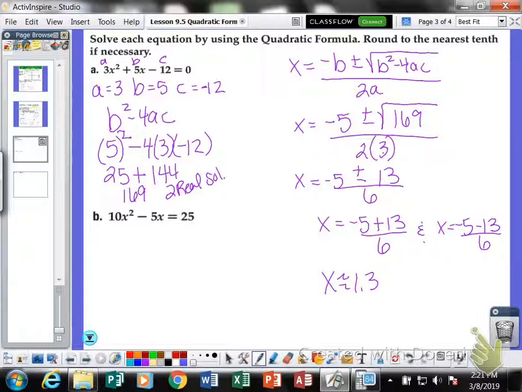Negative 5 minus 13 is negative 18. Negative 18 divided by 6 is negative 3. This one works out. x equals negative 3. And technically, because it said round to the nearest tenth, it should be negative 3.0. We should have that placeholder when they tell us to round. So that was all for that problem right there.